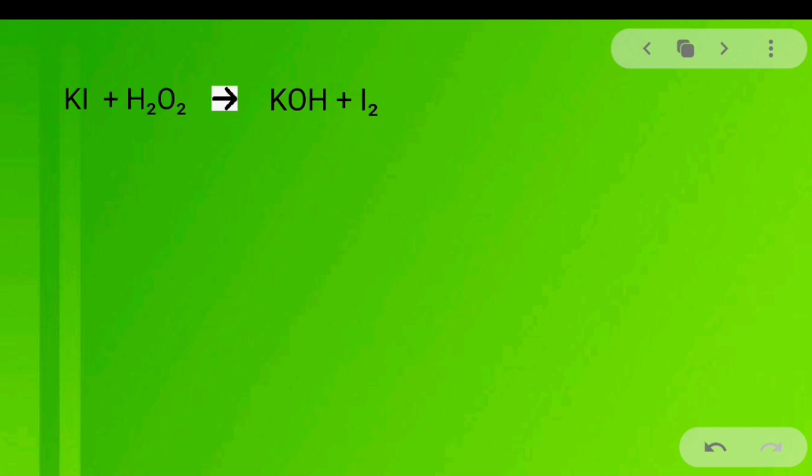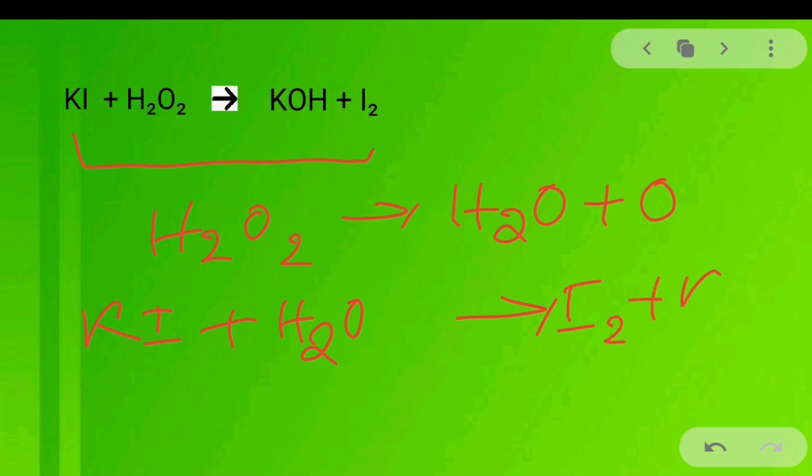Now let us see another example, that is KI plus H2O2 will give you KOH plus I2. This means KI produces the KOH plus I2 and H2O2 must produce the water because OH is here. So H2O2 will produce water plus oxygen. Now this KI, when it reacts with this water, it will produce I2 plus KOH.